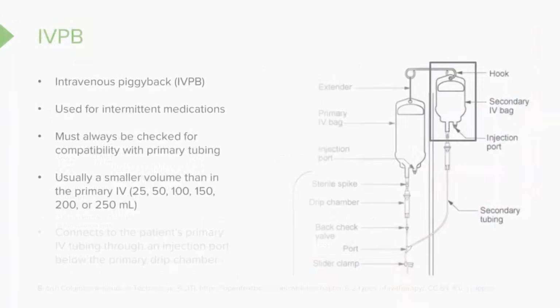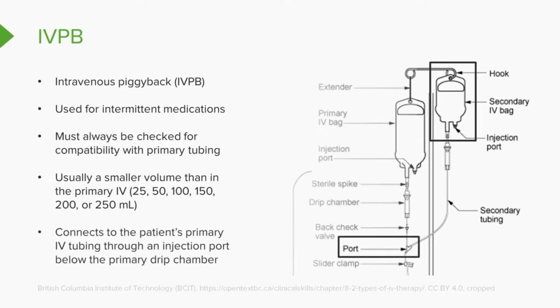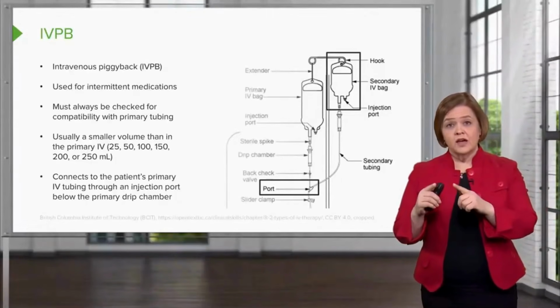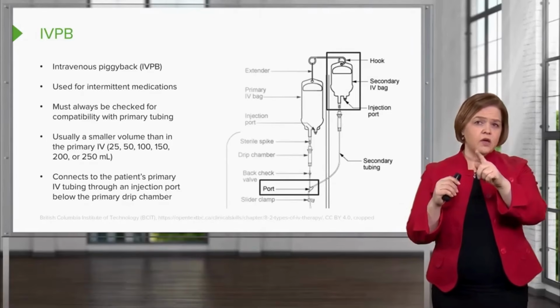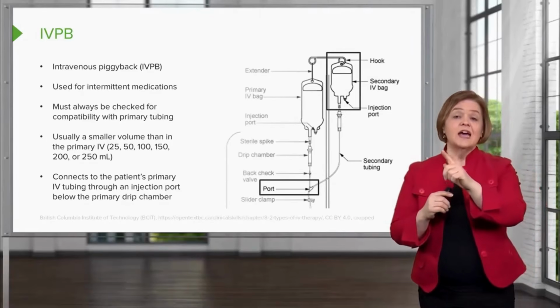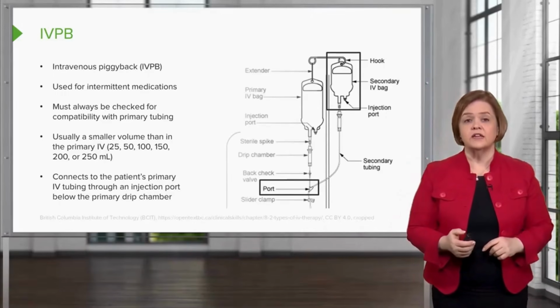Now, these volumes are usually smaller than a primary. They're always smaller than a primary. Might be as small as 25 milliliters, 50, 100, 150, 200, or even 250 milliliters. And it will connect to the patient's primary IV tubing through the injection port, kind of near the top, but underneath the primary drip chamber. Remember, the injection port on an IV piggyback is right there in the bag. Often primary IV bags will also have an injection port, but when we connect the IV piggyback tubing to the primary line, it will be below the drip chamber in an injection port.